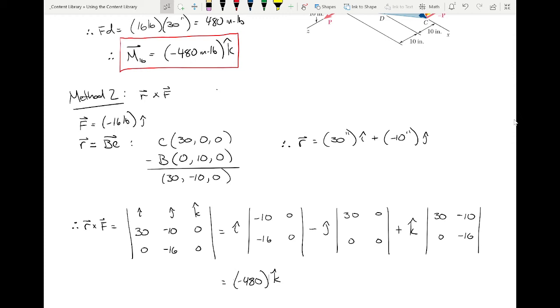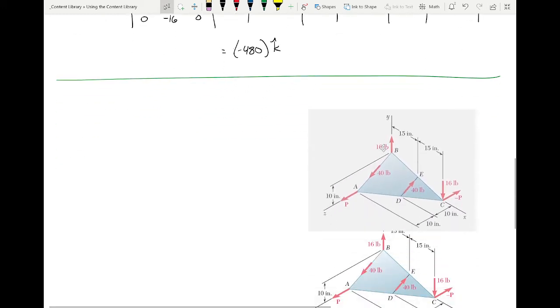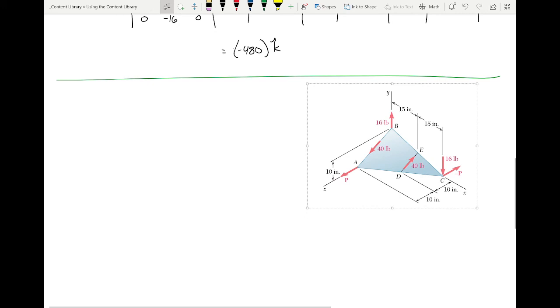Okay, so if that's the case, now let's be engineers. Let's not be mathematicians, let's be engineers. If you remember this problem, we have three couples. Let's pull this up here, let's make sure that we're looking at this, okay? So we have a 16-pound couple, a 40-pound couple, but we also have this 20-pound couple. So let's do the 20-pound force couple.